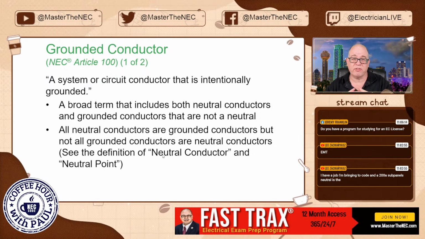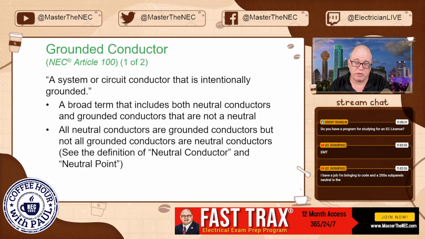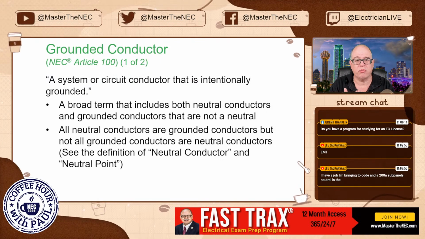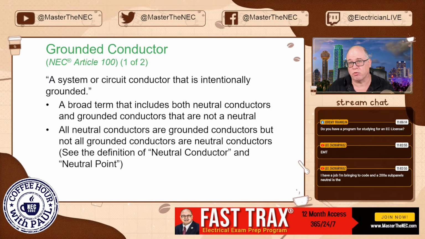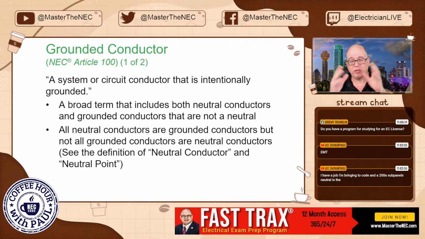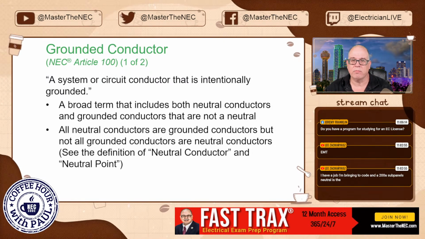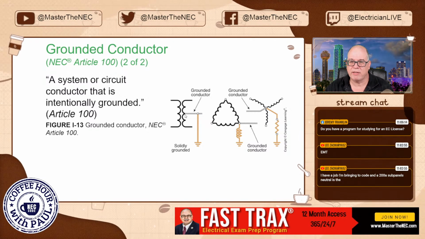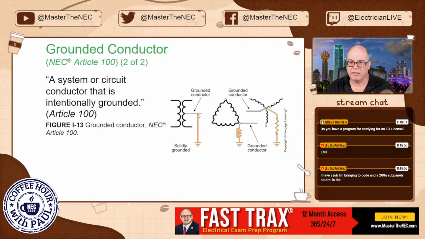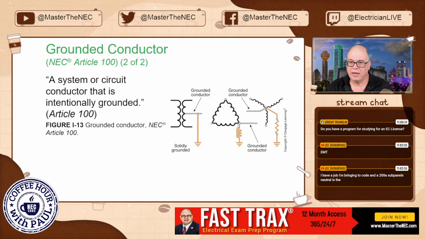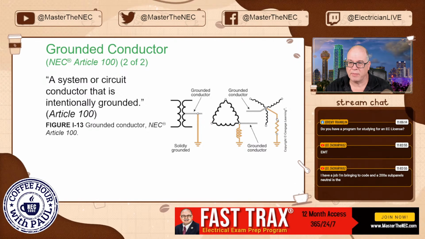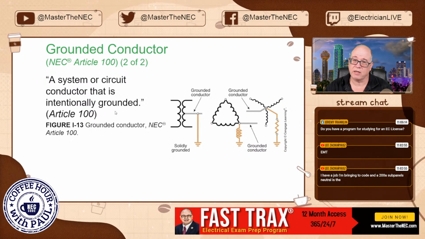And again, if you want to understand that, go look at the definitions of neutral conductor and neutral point. The neutral point is where the neutral conductor makes a connection onto the actual system, onto the actual windings of the transformer, okay? So there you go. So again, here we've got a grounded conductor because it is grounded. And here, this is a grounded conductor, neutral. Here, the grounded conductor is connected to here, which does make a connection. So again, considered a grounded conductor.